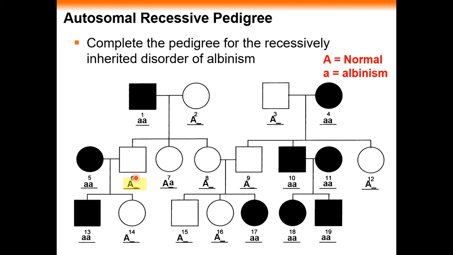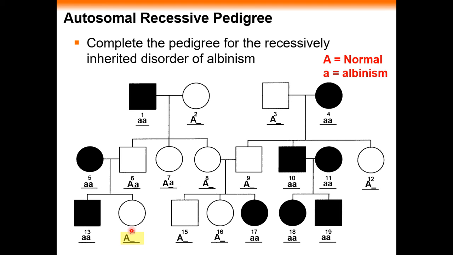This individual here, what are they? The same thing. This guy got a capital A from mom, and he had to have gotten a lowercase a from dad. So now we know what these two individuals are. So they made this son, who is an albino, because he passed on a lowercase a, and then she passed on a lowercase a. In this case, 14, what is his genotype?